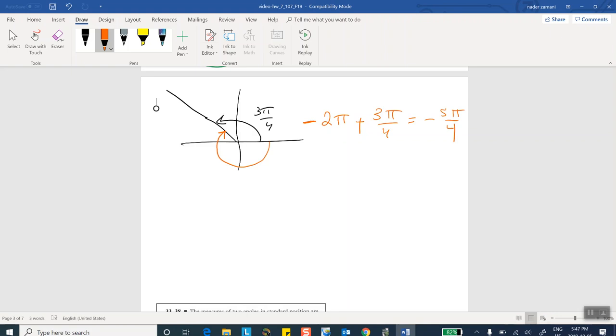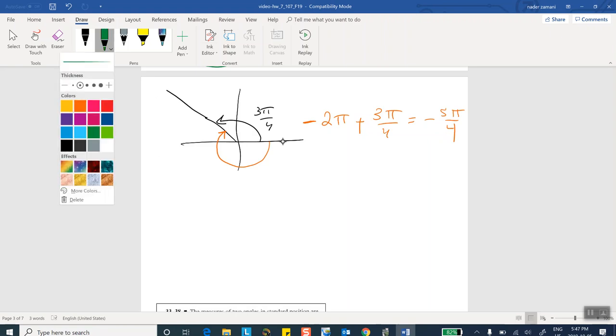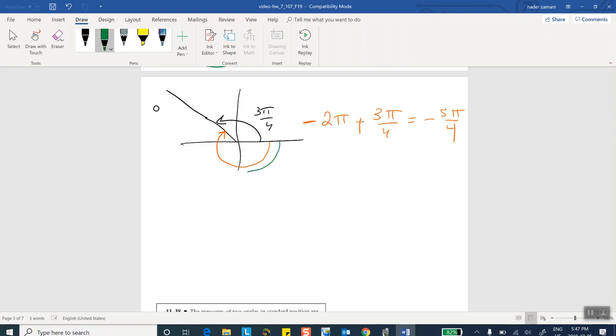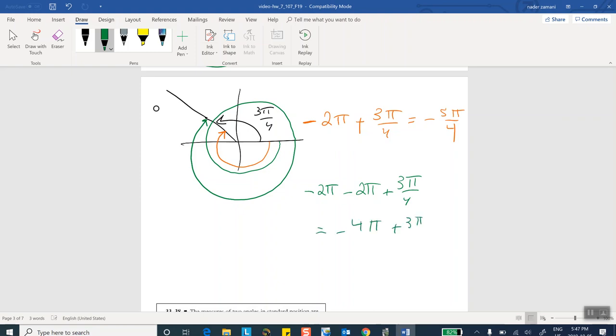Yeah. And for the second negative angle, I do the same thing, except I don't stop there. I go once, and then like that. So it's going to be minus 2 pi, minus 2 pi, plus 3 pi over 4. And this is minus 4 pi, plus 3 pi over 4. And this is minus 13 pi over 4. Yeah.